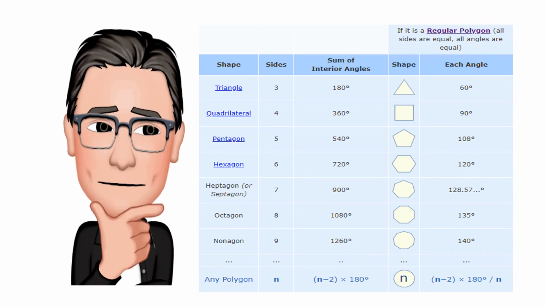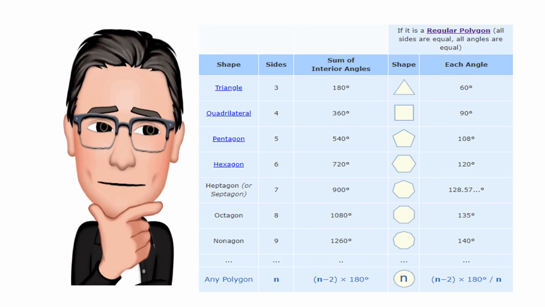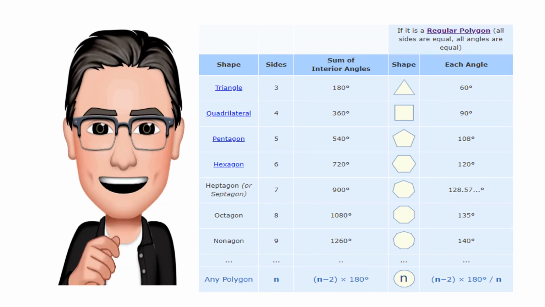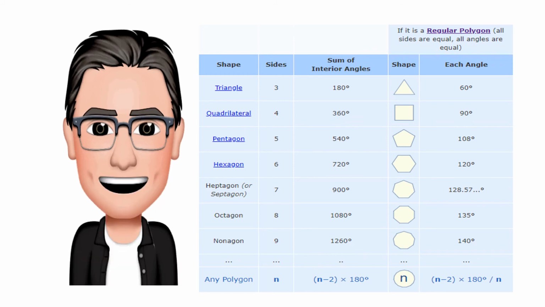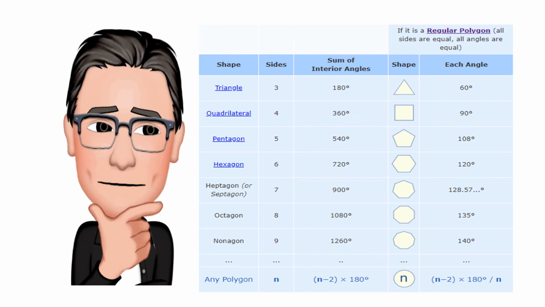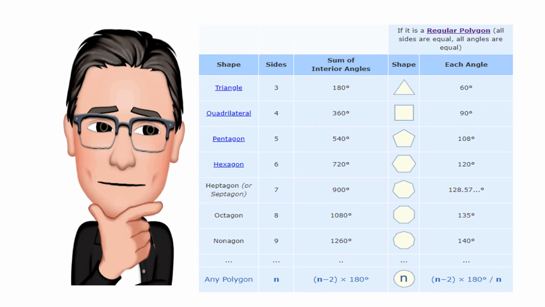Heptagon, or septagon: 7 sides, sum of interior angles 900 degrees. Regular heptagon: each angle measures 128.57 degrees. Octagon: 8 sides, sum of interior angles 1080 degrees. Regular octagon: each angle measures 135 degrees. Nonagon: 9 sides, sum of interior angles 1260 degrees. Regular nonagon: each angle measures 140 degrees.